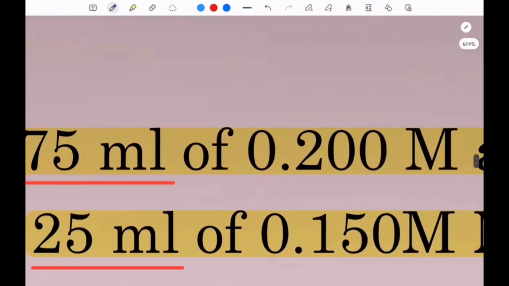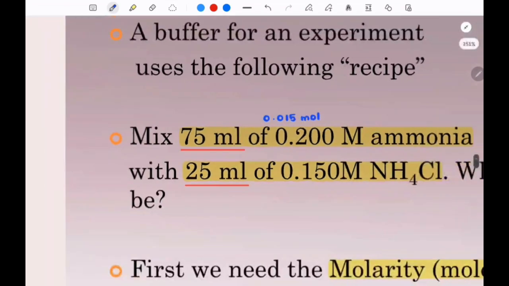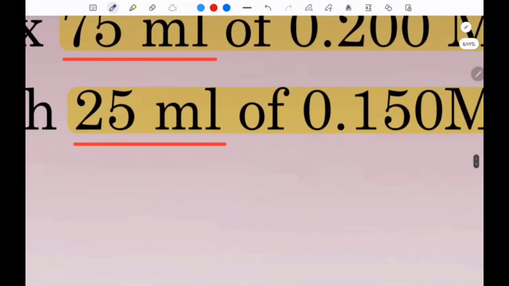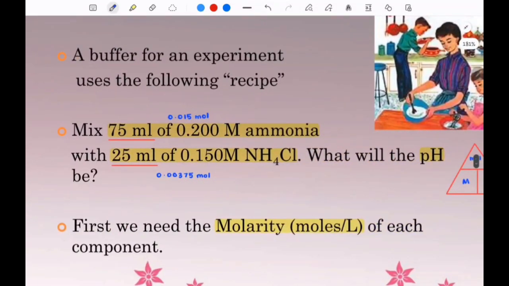For example, for ammonia, the mole will be 0.015 mole. For ammonium chloride, the mole would be 0.00375 mole. We already found the moles.